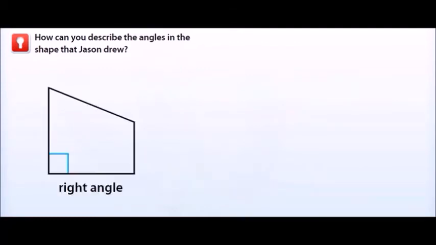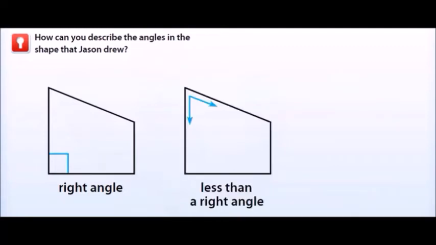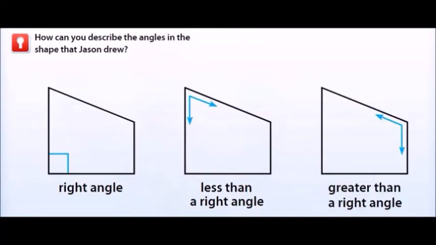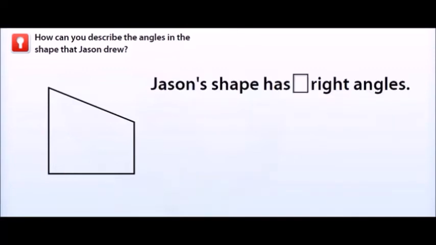You can describe angles by comparing them to right angles. A right angle is an angle that forms a square corner. This mark means a right angle. Some angles are less than a right angle. Some angles are greater than a right angle. How many right angles does Jason's shape have? There are 2 right angles in Jason's shape.